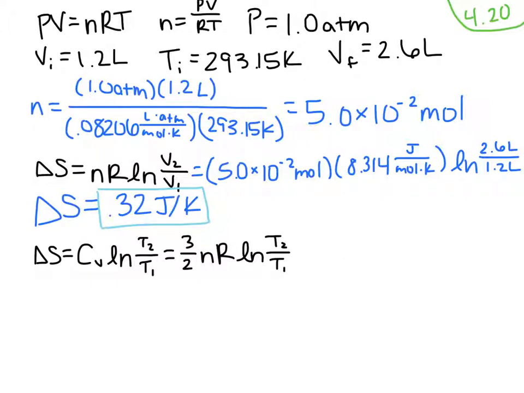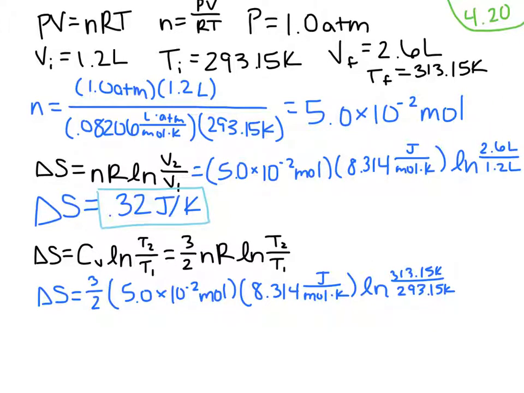Now we find the change in entropy for heating at constant volume from 20 to 40 degrees Celsius. For this, we use the expression delta S is equal to CV times the natural log of final temperature divided by initial temperature. This can be rewritten as 3/2 times nR times the natural log of final temperature over initial temperature. Again, we plug in our values and we end up with a delta S for this portion of 4.1 times 10 to the negative second joules per Kelvin.